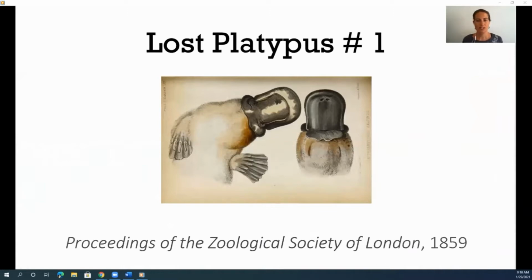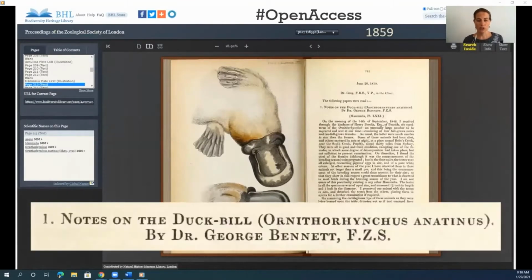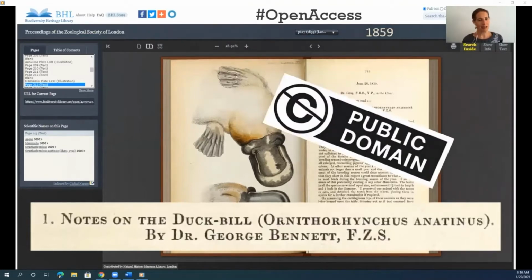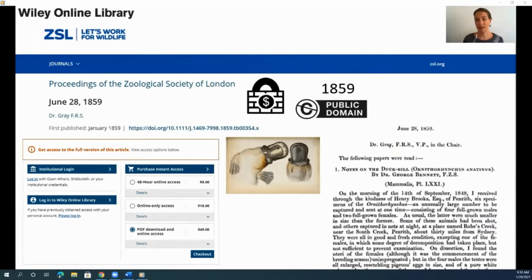The first is from the Proceedings of the Zoological Society of London. Here it is on the Biodiversity Heritage Library website. Notes on the duckbill, Ornithorhynchus andatinus by Dr. George Bennett. Our version is open access, as it should be because it was published in 1859. There's another version online on the Wiley Online Library website, but it's behind a paywall. If you want to download and keep a copy of that article, it'll cost you $49 US.